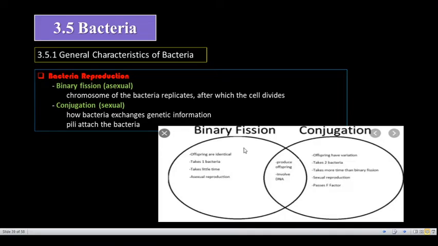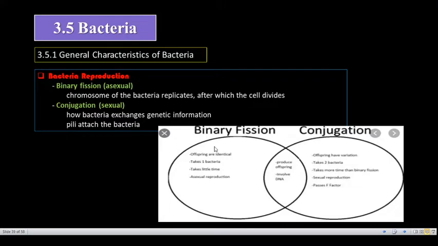On the other hand, when it comes to conjugation, the offspring have variation. Now, bakit nagkaroon ng variation sa dalawang offspring? Because remember, during conjugation, there is use of sex cells, and there is sharing of genetic material. Okay? Nagkakaroon ng exchange of genetic information, meaning the offspring now contains genetic information that is a combination of the two genetic materials of the two cells of bacteria.